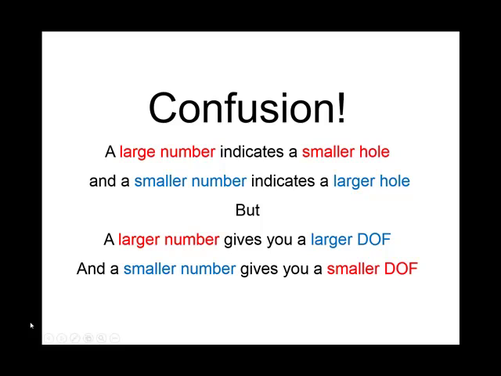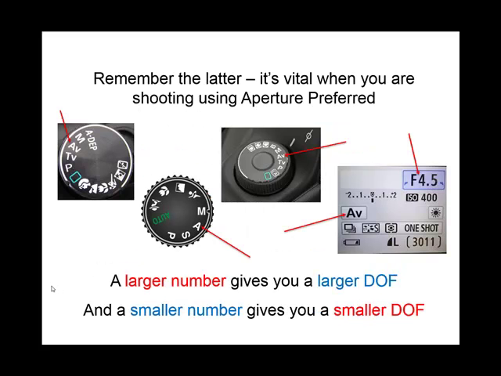Okay, so confusion here again. The original saying was a larger number indicates a smaller hole, small number indicates a larger hole. Now you're talking about a larger number giving a larger depth of field, and a smaller number giving a smaller depth of field, which makes far more sense. How do you set your aperture on your camera? You run aperture preferred. How do you set that? Read your manual, and I'll show you won't have any problems.